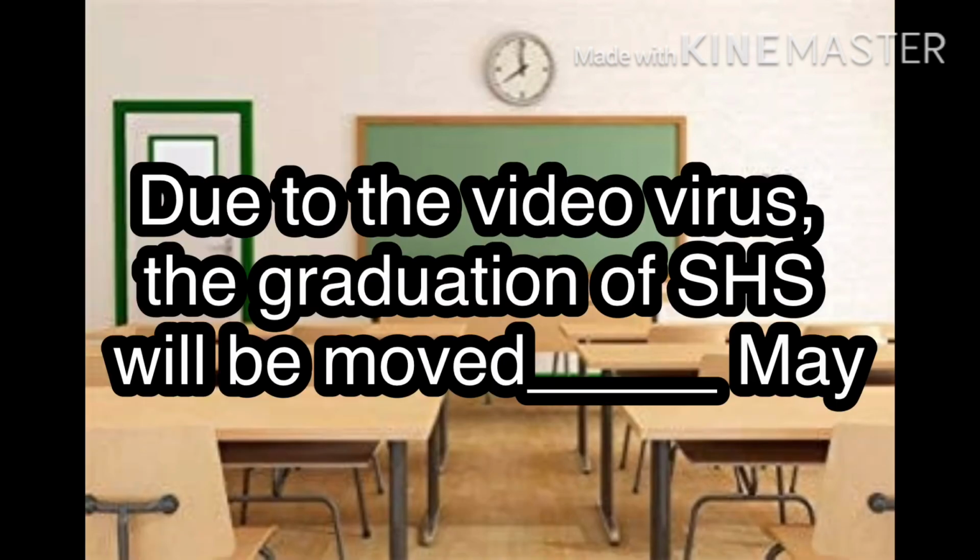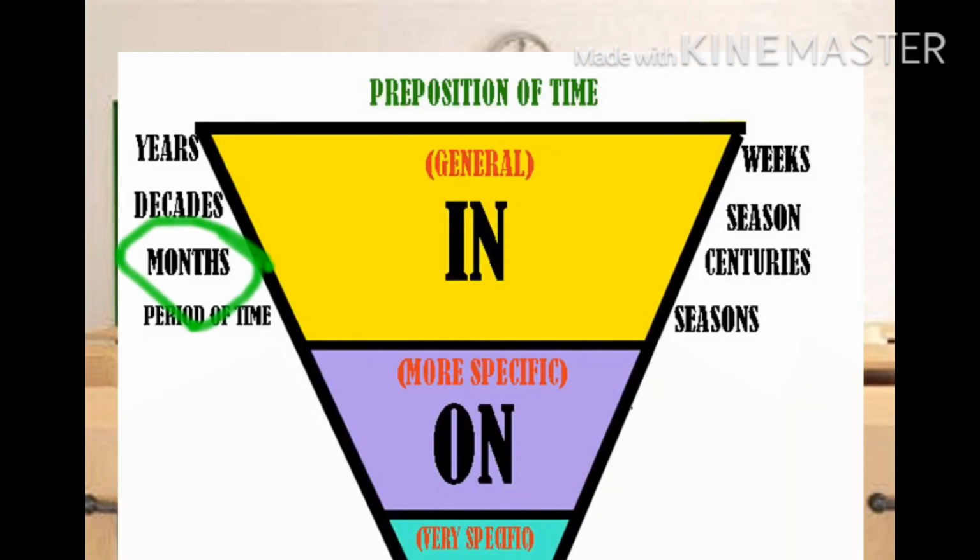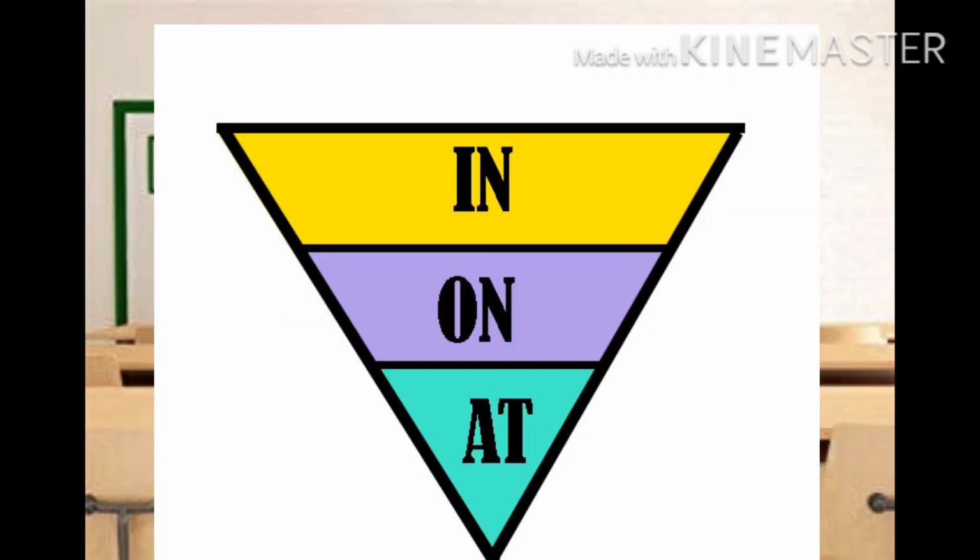Due to the virus, the graduation of senior high school students will move to blank May. The correct answer is in May, because May is general. So the word May must be paired with the correct preposition in. Next, we attach the word May, which is the object of the preposition, to the inverted pyramid, matching it to in. So that's it.